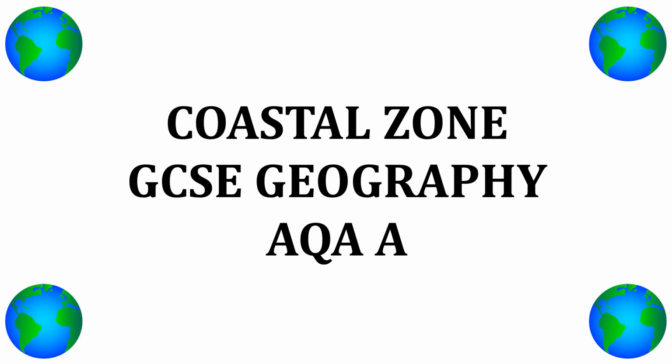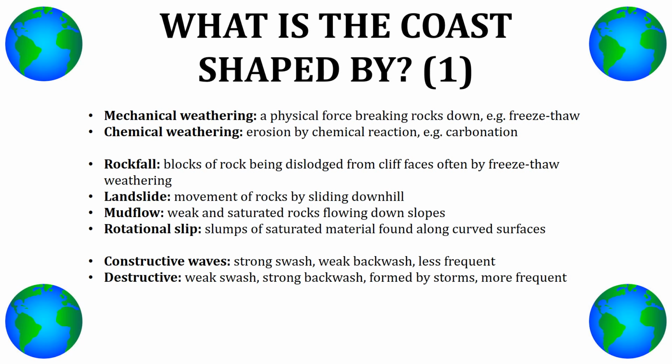This is a video for the coastal zone for GCSE Geography AQA specification. So the first part of the specification states that you need to know what the coast is shaped by. And this includes weathering, mass movement, types of waves, erosion, deposition, and transportation. So for this first part of the video, I'll take you through all of these in detail one by one. So we'll begin with weathering.